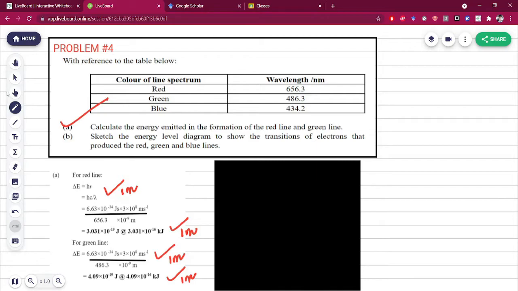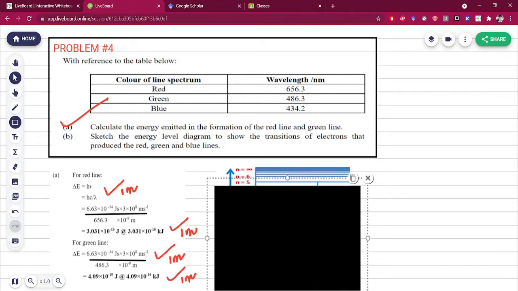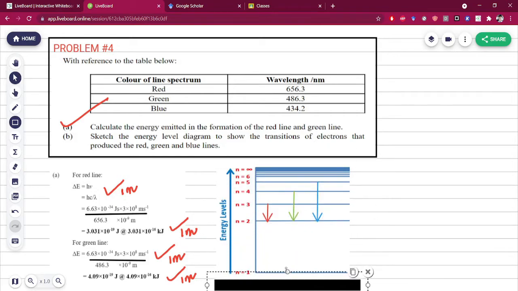What about B? B says that you need to sketch the energy level diagram to show the transitions of electrons that produce red, green, and blue lines. So how do you do this in exams? First of all, you need to draw the energy level diagram. The energy level diagram that you need to be able to draw is like this. This is how you're going to draw the energy level diagrams.